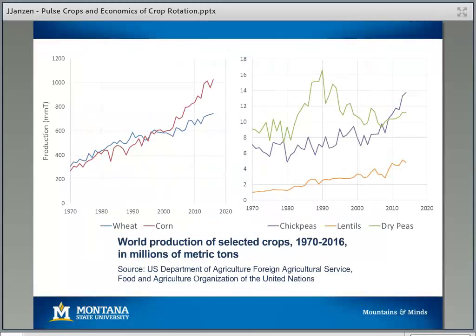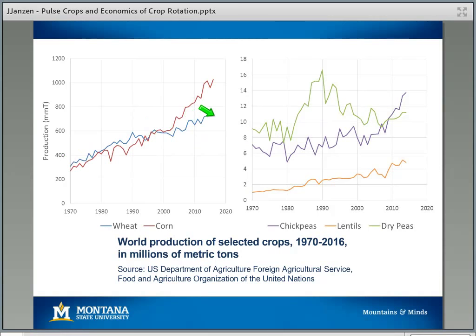So, pulse crop production, how big is it? Where does it fit? On the left side of this figure, I've shown corn and wheat production over the last 40, 45 years or so. And we can see that as world population has grown, the production of major food crops has gone up. So these lines are sort of upward sloping.